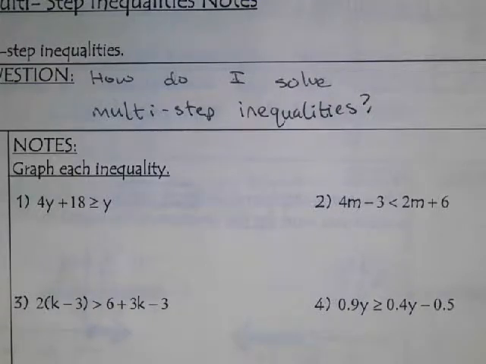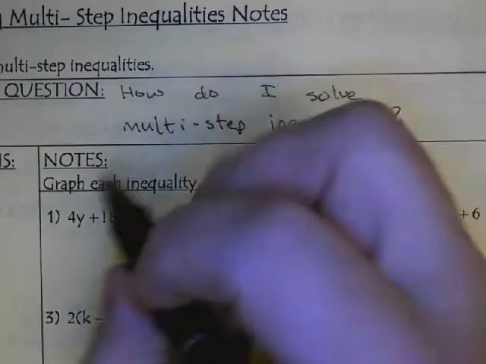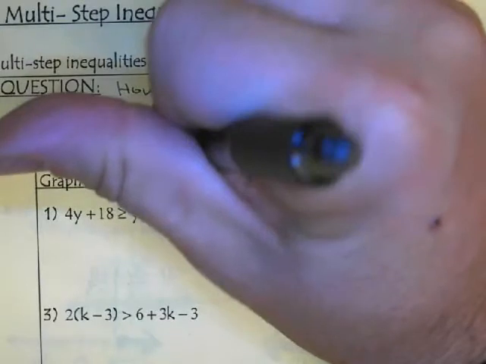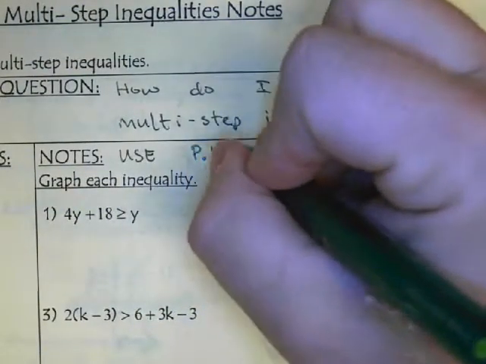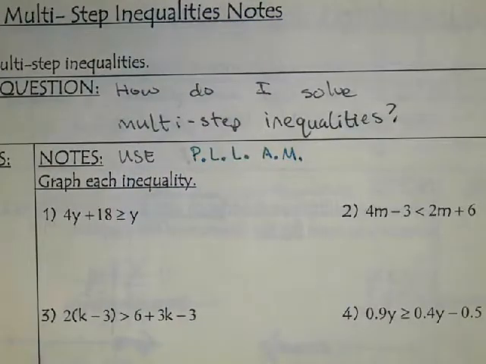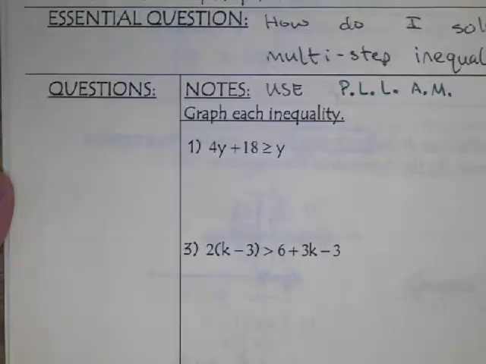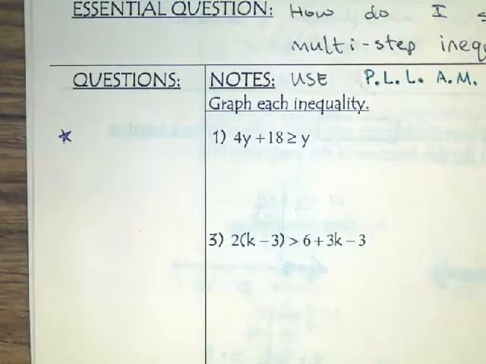Okay, so let's go ahead and look at these. We're going to be using our P. So that'll be the big thing that we use to make sure we can solve these. And the other thing will be, and I'm going to put this over in our questions column, that note about multiplying and dividing both sides by a negative.